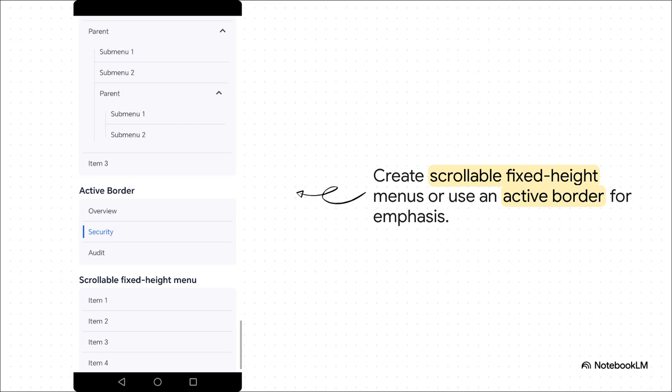This slide shows a couple of really cool, more advanced tricks. Down at the bottom, you've got a scrollable menu. So if you have a massive list of items but not a lot of screen space, no problem. It just works. And look closer at the item labeled security. See that little blue line underneath? That's called an active border. It's such a nice, subtle way to show the user exactly where they are.